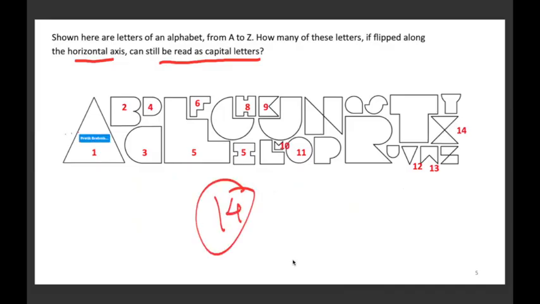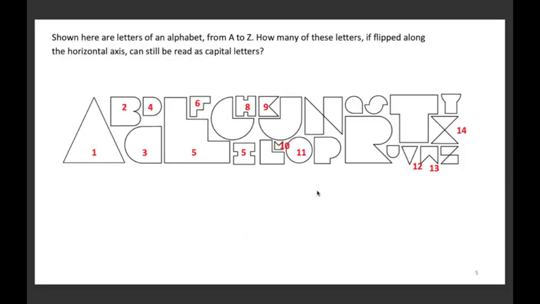So when you flip, for instance, in this case, it may be confusing as to how it will work. When you flip it along the horizontal axis, we get a figure which looks like this. This letter corresponds to the letter V. So it may not look like A, but it will look like V, but still it counts because V is also a capital letter. That same thing works with C and D and also E and F, and also M and W. So the total number of letters that, when you flip them along the horizontal axis, you can still read as capitals is 14 here. Okay, move to the next one.